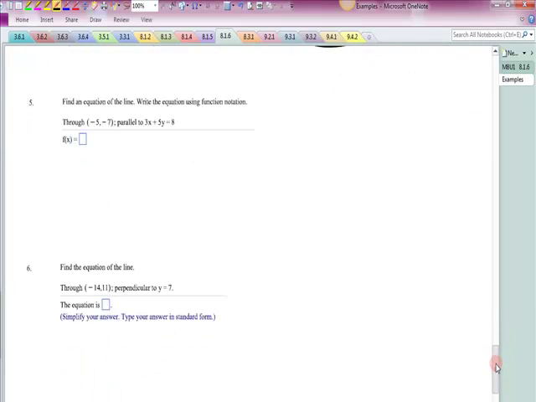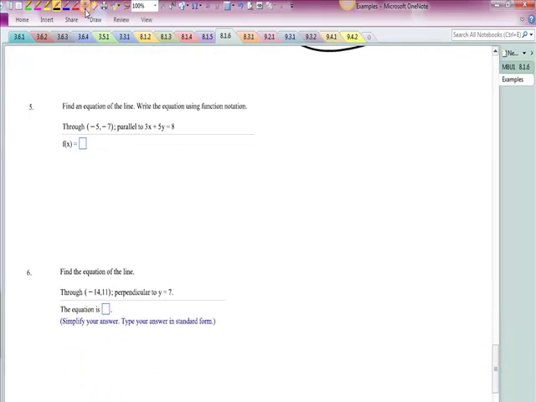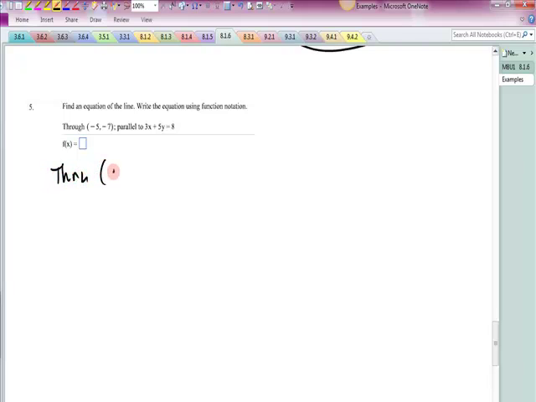All right, we have one more. Oh, we have two more. Didn't realize how much fun we were going to have. All right. It goes through (negative 5, negative 7), and it is parallel to, oh, that's a mess, sorry, parallel to 3x plus 5y equals 8.